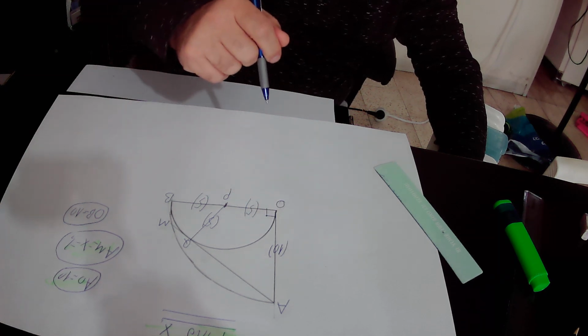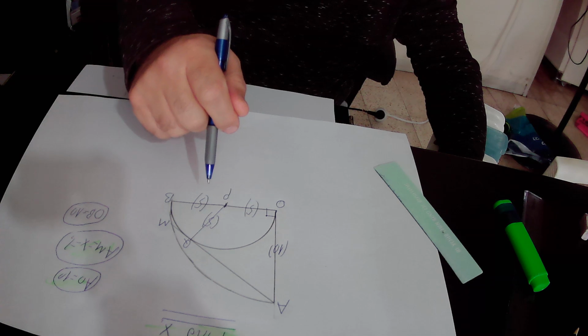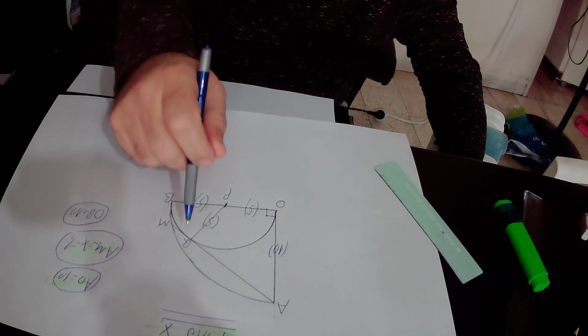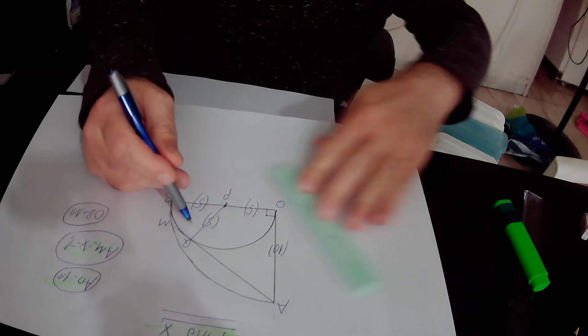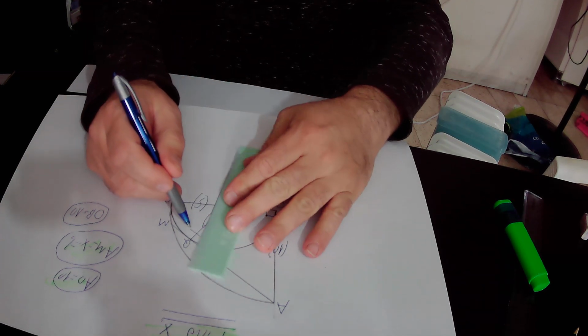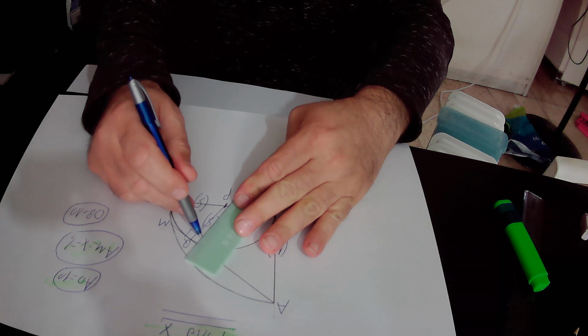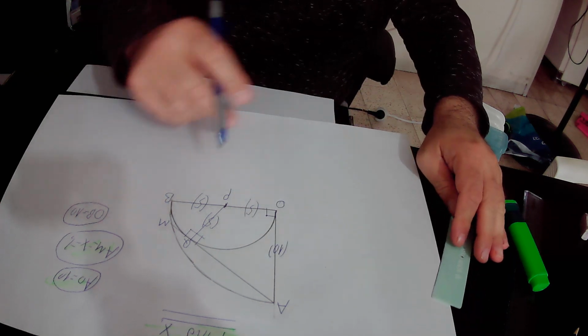And whenever you have a radius that is drawn to the point of tangency, then tangent AM will be perpendicular to the radius QP. If AM is perpendicular to QP, it means that this angle equals 90 degrees, and this angle also equals 90 degrees according to rule number 1.